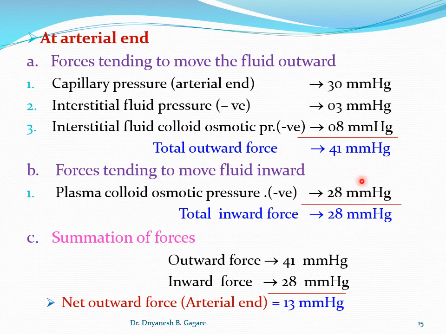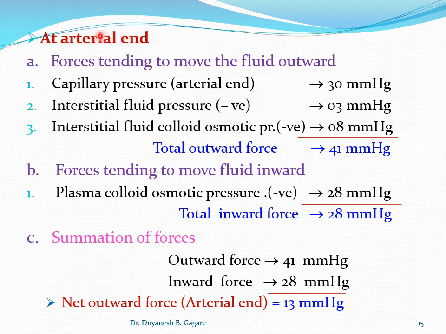Now take the summation of these two figures, outward force minus inward force. The net outward force, or the net filtration pressure at the arterial end, will be 13 millimeter of mercury, that is, from capillary to the interstitium. And that's why there is a filtration of the fluid from capillary to the interstitial space, and that is what happens at the arterial end. So there is a net filtration of fluid at the arterial end.